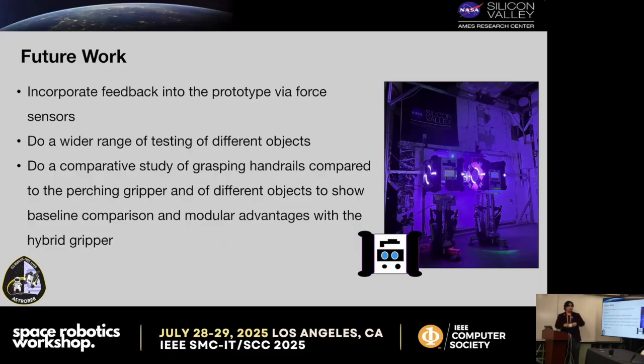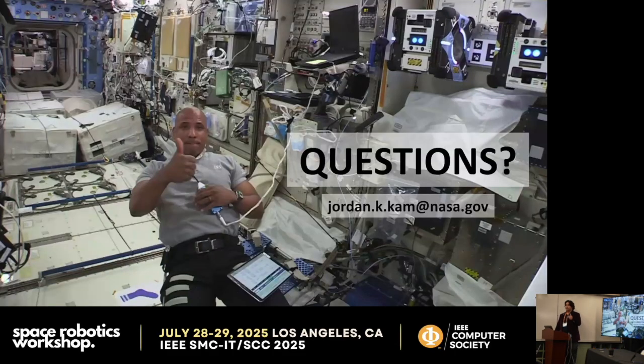We also hope to do a wider range of testing with complex objects. We only did screwdrivers for this work, but we hope to test proof of concept for other objects. And we want to do a comparative analysis versus something we really know well, which is the Astrobee perching arm and perching gripper. We know that very well, but even that gripper lacks feedback, and that is another gap that our gripper would have to meet in the middle. So yeah, thank you very much.